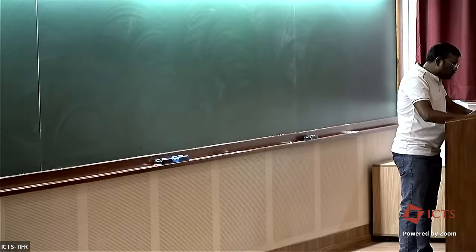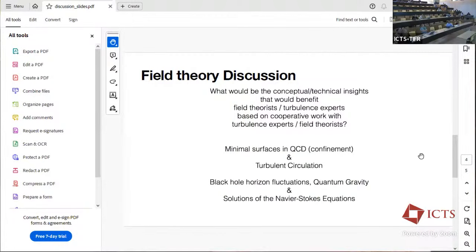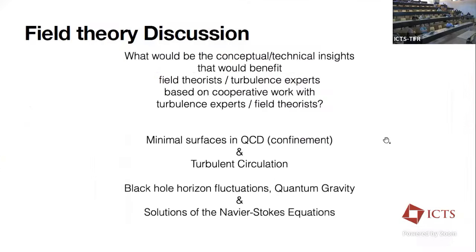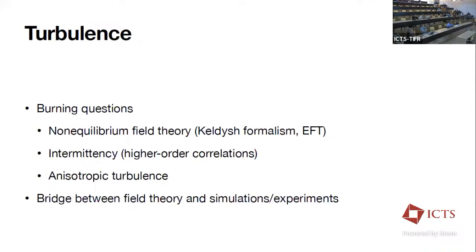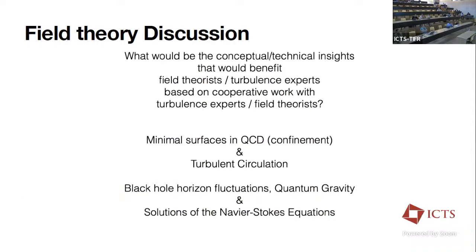So, all right. We saw here, on the previous slide, nice connections between the minimal surfaces that were common in QCD, the problem of confinement, and the phenomenology of turbulent circulation. Also very interesting connections between black hole horizon fluctuations, quantum gravity, and solutions of the Navier-Stokes equation.